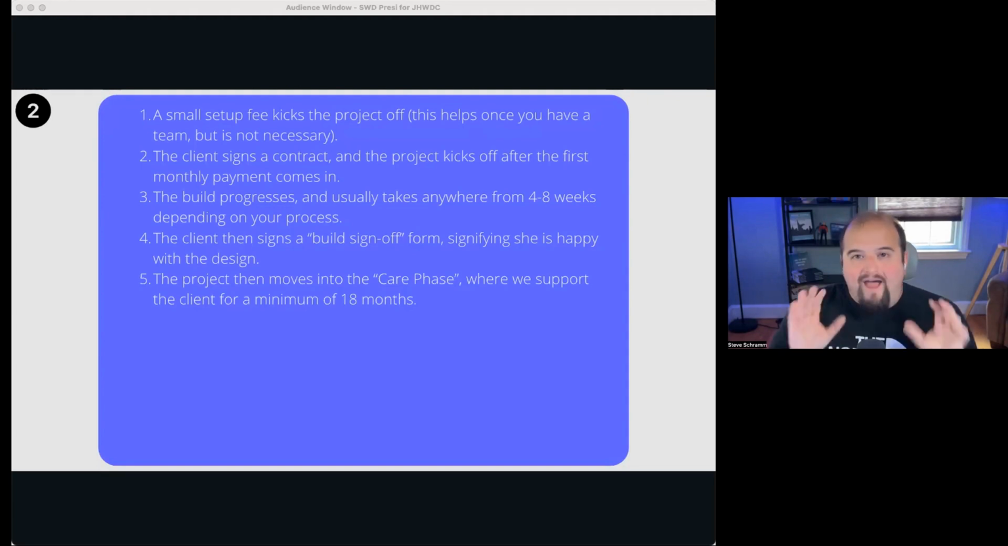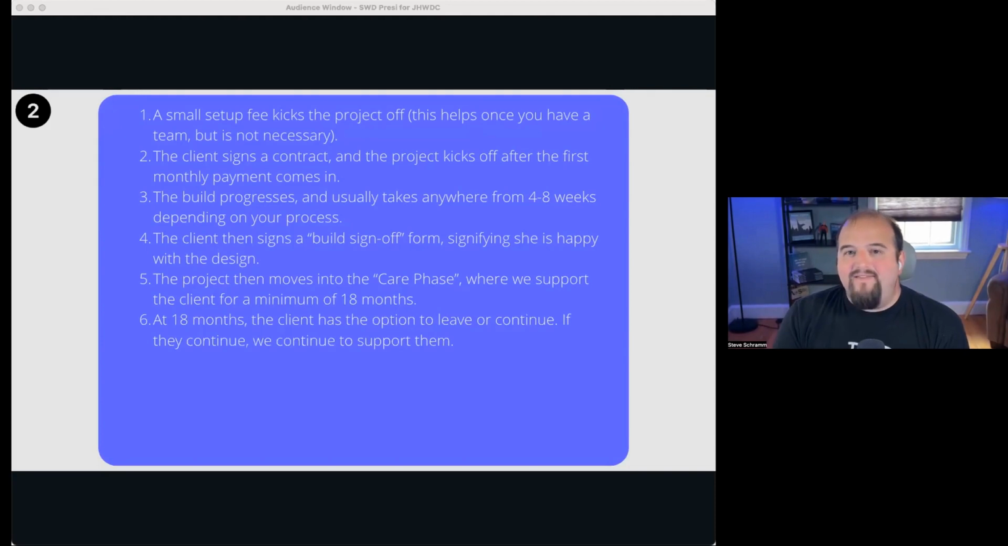Okay. So after that point, after the build sign off form is signed, we move them into care phase. And this is where we support the client for a minimum of 18 months. And then at 18 months, they have the option to leave or continue. Now, importantly, though, we don't tell them that they have the option to leave or continue. And I don't mean that in a nefarious way. That is spelled out in the contract clearly and in our conversations.